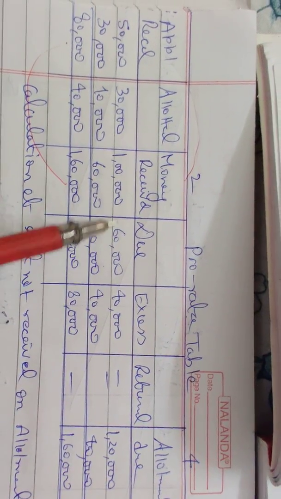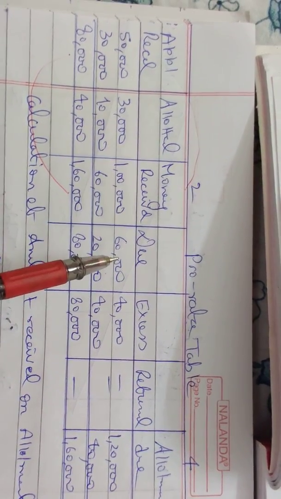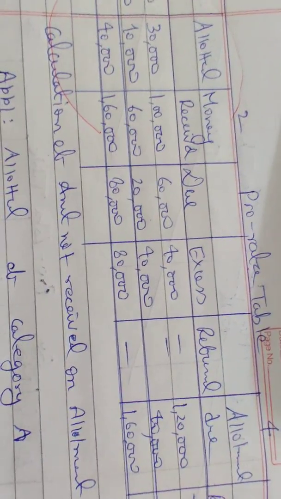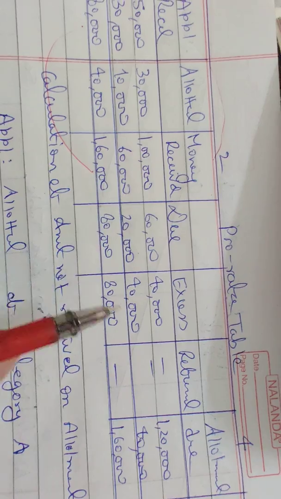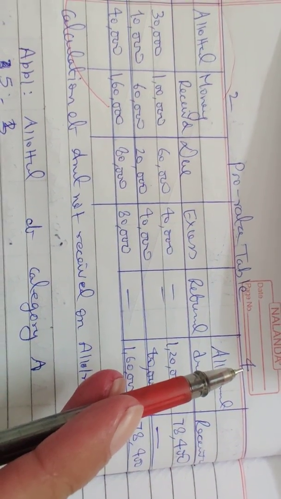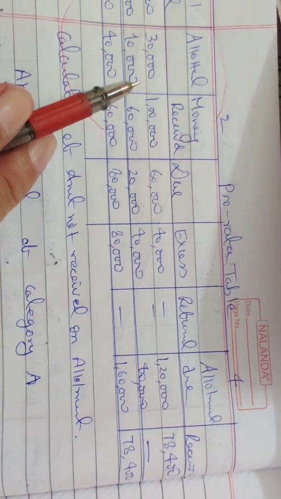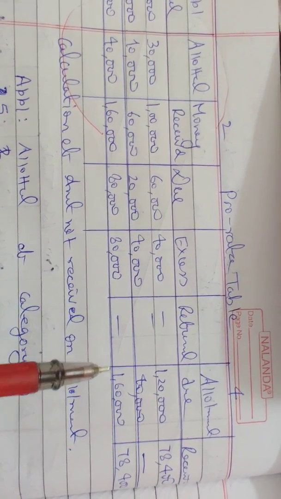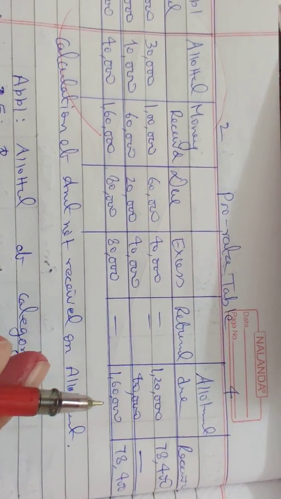Now how to find out excess? Received minus due. 1 lakh minus 60,000, excess is 40,000. And 60,000 minus 20,000, so excess is 40,000. Clear? So excess is 80,000. Refund is nothing. Now we will find out allotment due at the rate of ₹4 from table 2. 4 into 30,000, 1,20,000, and 4 into 10,000, 40,000. 1,60,000 is allotment due. Clear?